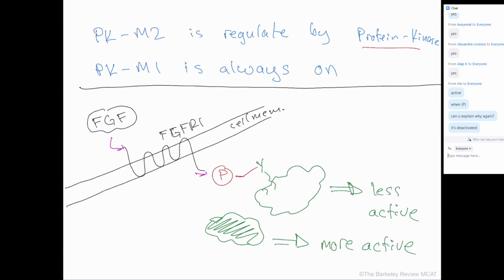And so you can imagine, right? Again, we're talking about PKM2, right? And the difference between PKM2 and PKM1 is that PKM1 is always on. And that's because it doesn't get phosphorylated here at this residue, right? So this one's always on. So this one's always converting PEP into pyruvate, right? Which goes into oxidative phosphorylation, right?